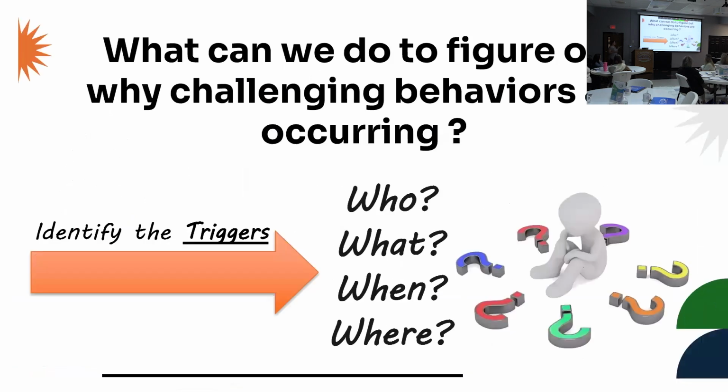So what can we do to figure out why challenging behaviors are occurring? We have to identify the triggers for our students: who, what, when, and where. These are the things that we're looking for. We're going to talk a little bit about ABCs of behavior, but here is what we're thinking about. Who does this behavior occur with? When does this behavior occur? Where? And what did it look like, right? Those are our key questions.